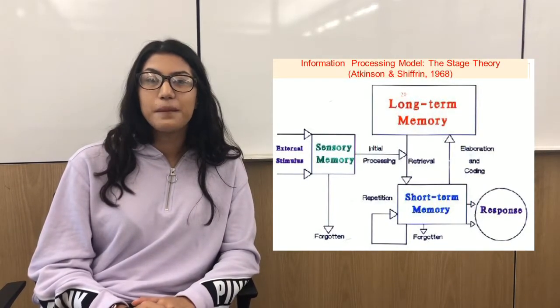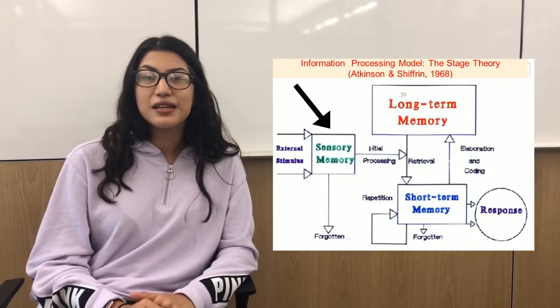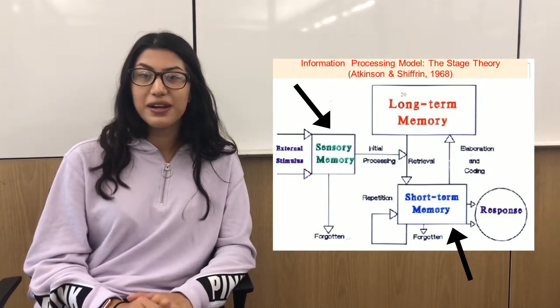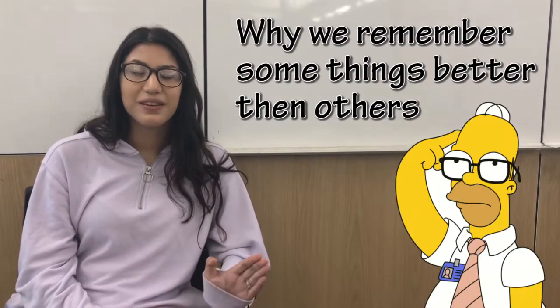Other theorists include Atkinson and Shiffrin, who came up with the three-stage model, which represents sensory memory, short-term memory, and long-term memory. Other theorists that contributed to the information processing theory are Craik and Lockhart. They came up with why we remember some things better than others.